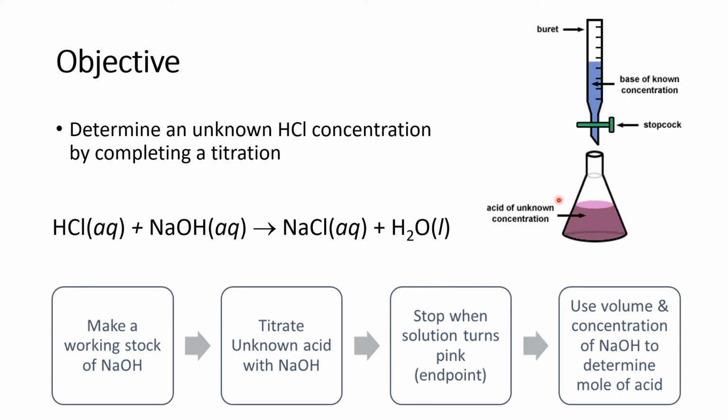Your solution will turn a very similar pink to this. This means that we are at our endpoint. At the endpoint, the moles of your base are equal to the moles of your acid. So that color change tells you exactly when these moles are equal to each other, meaning we can backtrack in a way, using the fact that we know the concentration of the base. We can go back and calculate the concentration of the acid. So that's what we'll be doing after that.